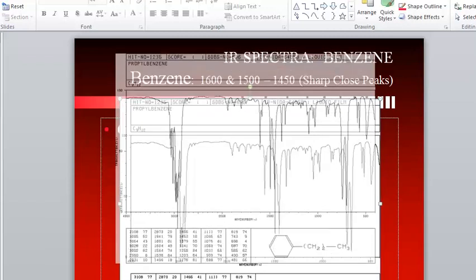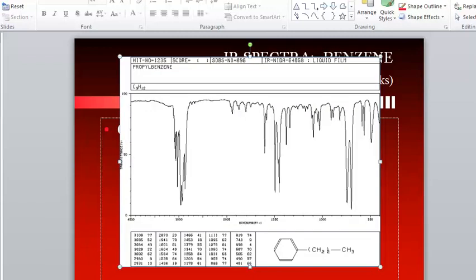Here's another one. This one, finally, I do see a double bond. 3,000 right there, and then right beside of that, I see a signal that comes down. That is the confirmation of a double bond.